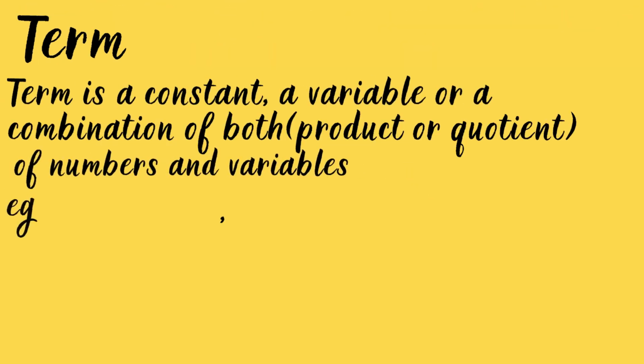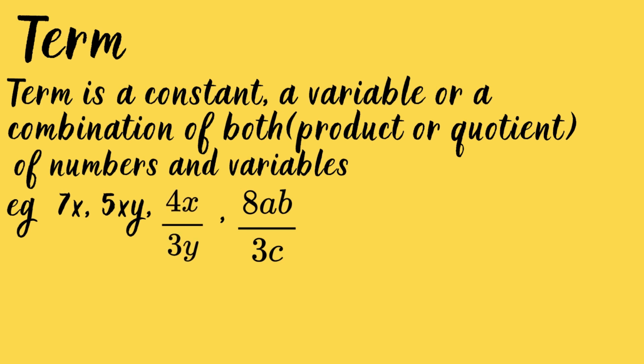A term is a constant or a variable, or a combination of both, where you have a product or a quotient of the numbers and the variables. Note that here we do not use the sum of the variable and the quotient because that will involve two terms. So for example, you have 7x or 5xy or 4x/3y or 8ab/3c.